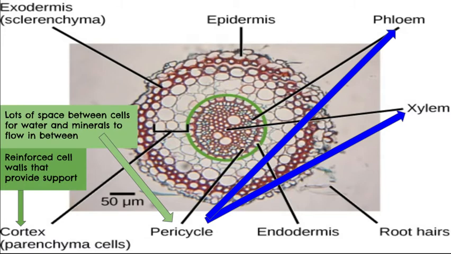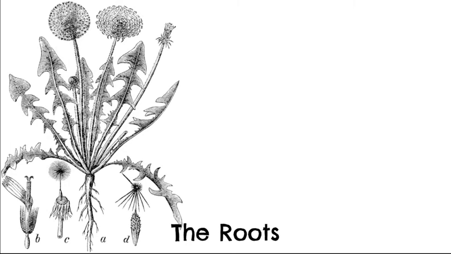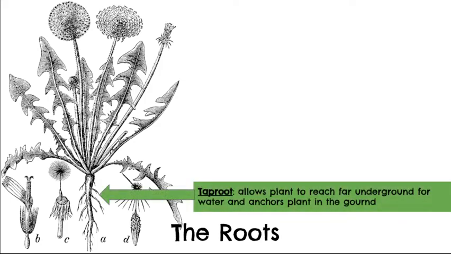Do you ever wonder why weeds in your lawn grow faster than the grass? There are two types of roots we want to look at in grade 10 science: tap roots and fibrous roots.